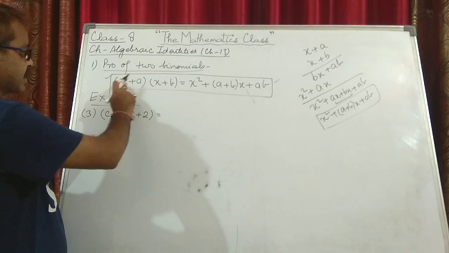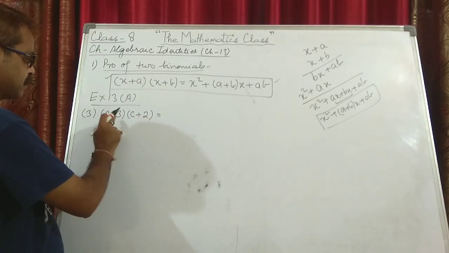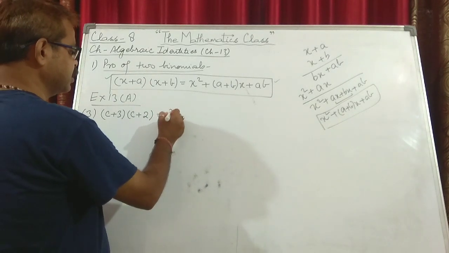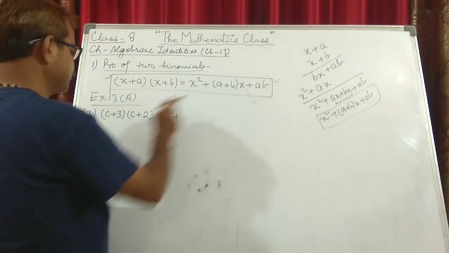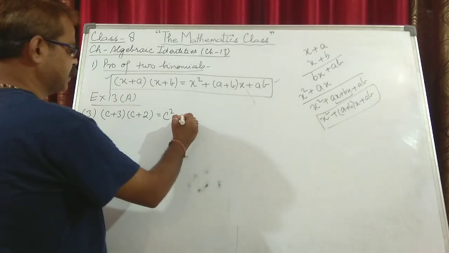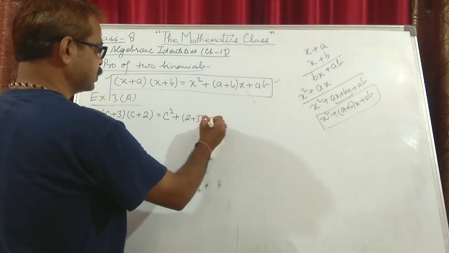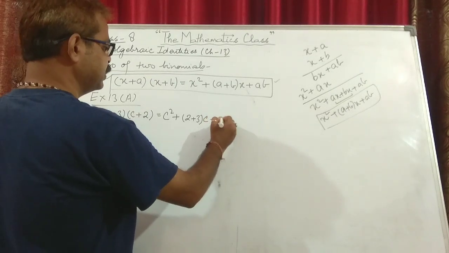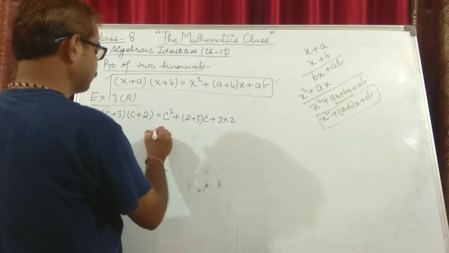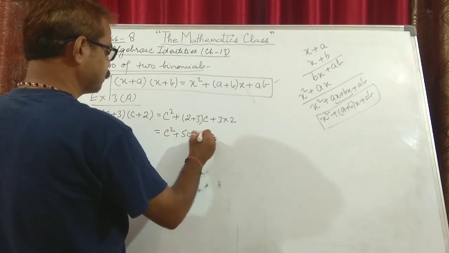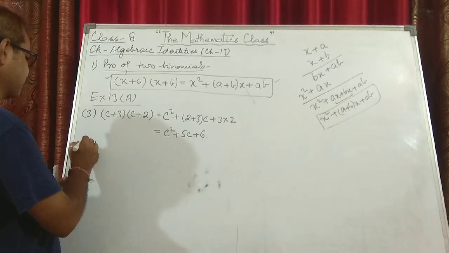Now you know that (x + a)(x + b) is equal to x², and x² means c², plus (a + b), so 2 plus 3 is 5. I am writing 2 plus 3 first, and then x means c, and plus ab. ab means 3 into 2. So the final value is c² + 5c + 6. This is the final value.